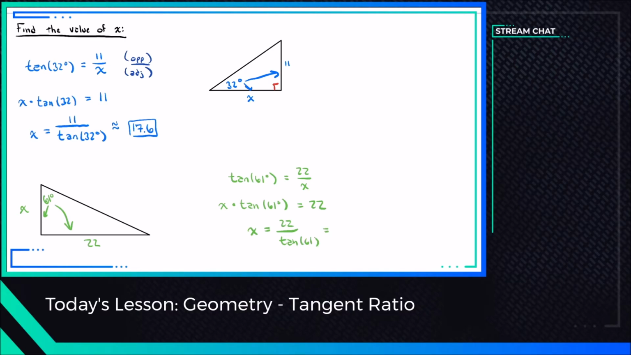If we go ahead and type that in our calculator, I'm going to type that in on the Google calculator, just so I don't have to change my screen on my iPad. So that's going to be 22 divided by the tangent of 61, which is approximately 5.9.